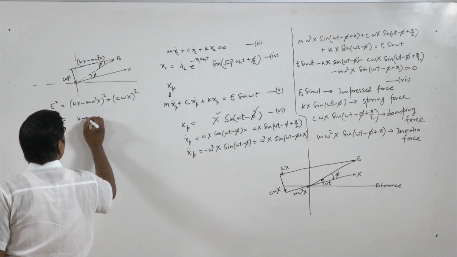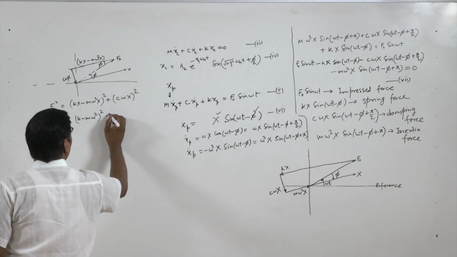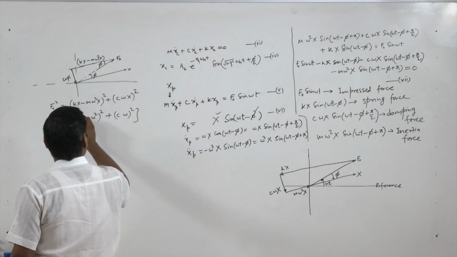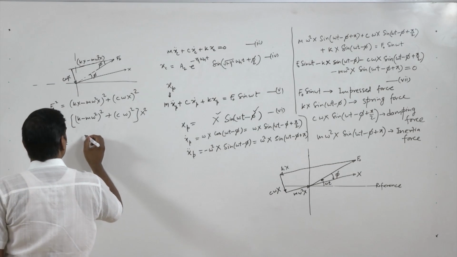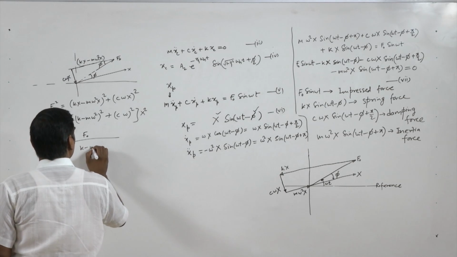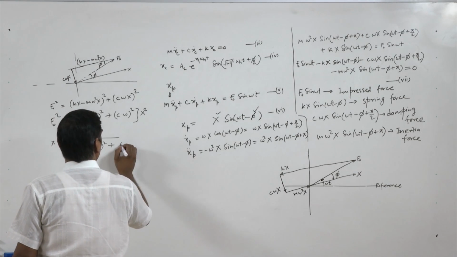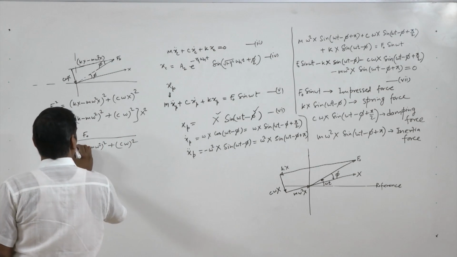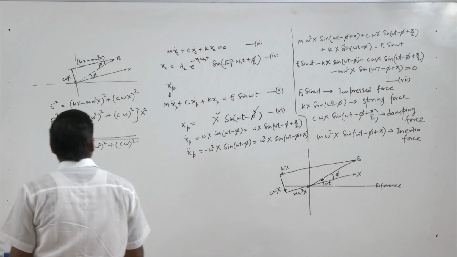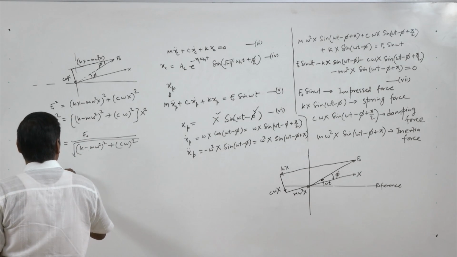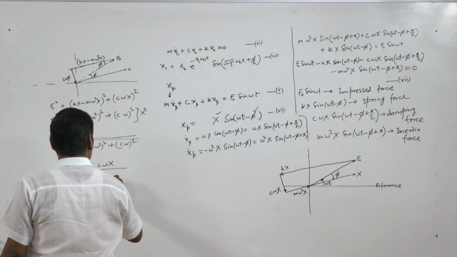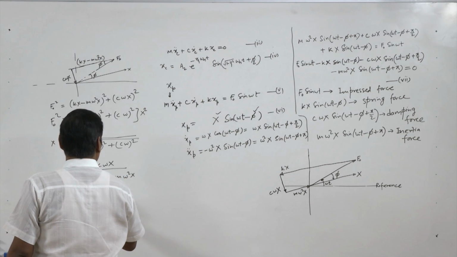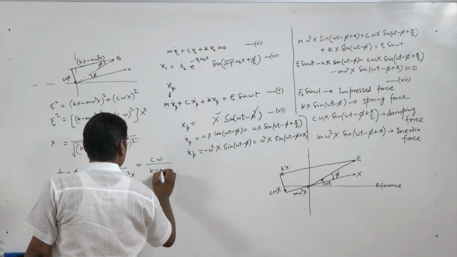So here we can write ((k minus m omega square) whole square plus (c omega) whole square) x square equal to f0 square. So here we can write x equal to f0 upon the square root of ((k minus m omega square) whole square plus (c omega) square). Moreover, here we can also write tan phi equal to c omega x upon (kx minus m omega square x), that is equal to c omega upon (k minus m omega square).